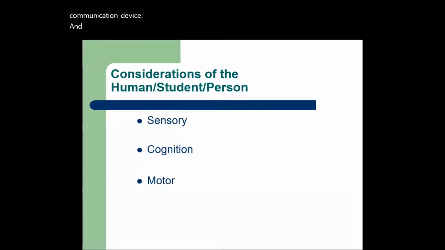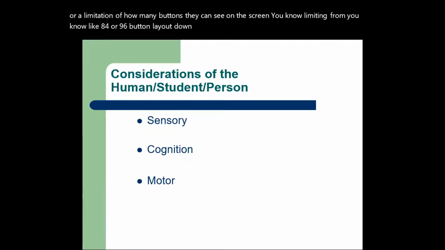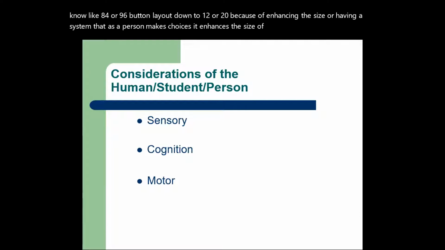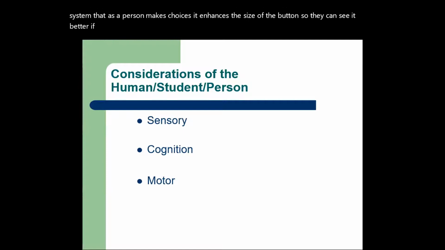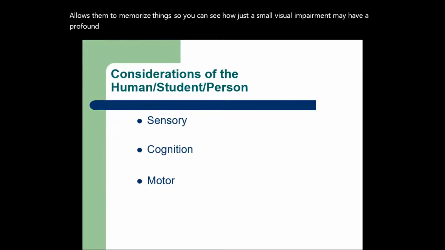And so even though it might not be alternate access yet, it might be alternate visual presentation or a limitation of how many buttons they can see on the screen, limiting from, like, 84 or 96 button layout down to 12 or 20 because of enhancing the size, or having a system that as a person makes choices, it enhances the size of the button so they can see it better if their motor pattern doesn't allow them to memorize things. So you can see how just a small visual impairment may have a profound effect on communication.